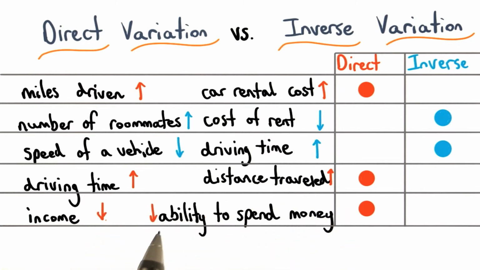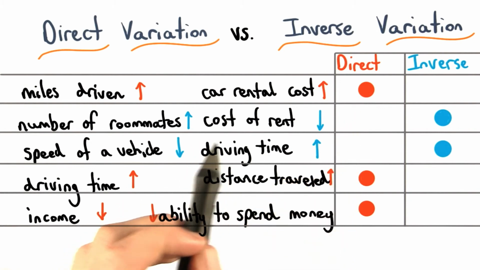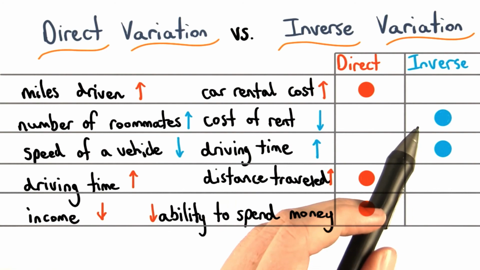If our arrows point in the same direction, then we know it's a direct relationship. Whereas if our arrows point in opposite directions, we know it's an inverse variation.